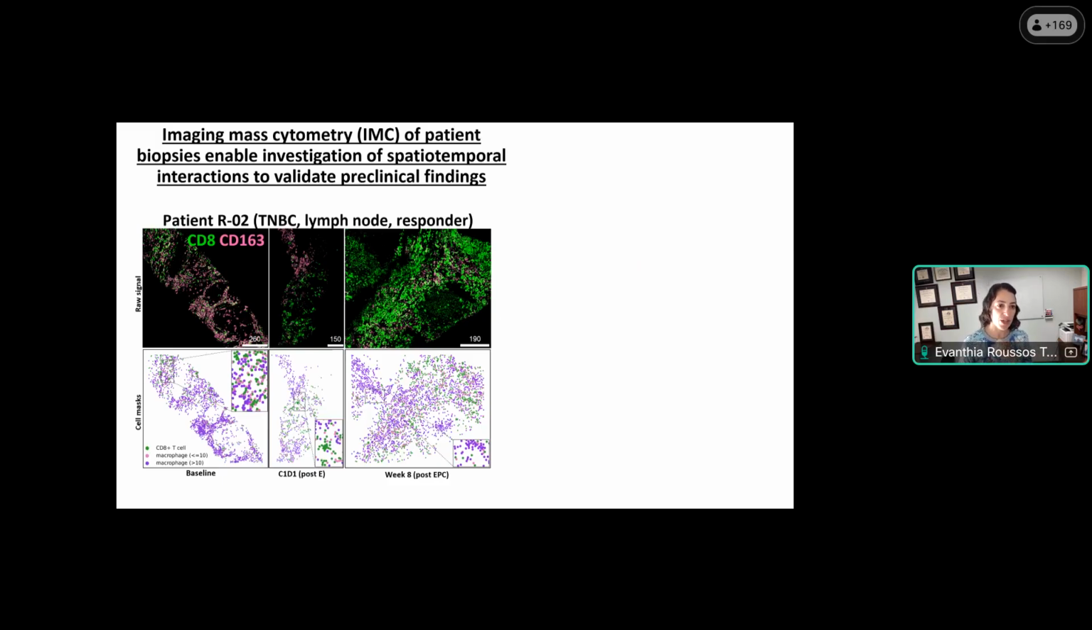So after we found this effect on ICAM1, we asked, could we go back to our patient samples and use imaging mass cytometry to look at spatiotemporal interactions to validate some of these findings as a contributing mechanism to response? What we actually found is, in one of the patients who responded, we looked at where in space in these particular patient responders we can find macrophages and T cells. And does it change over time?